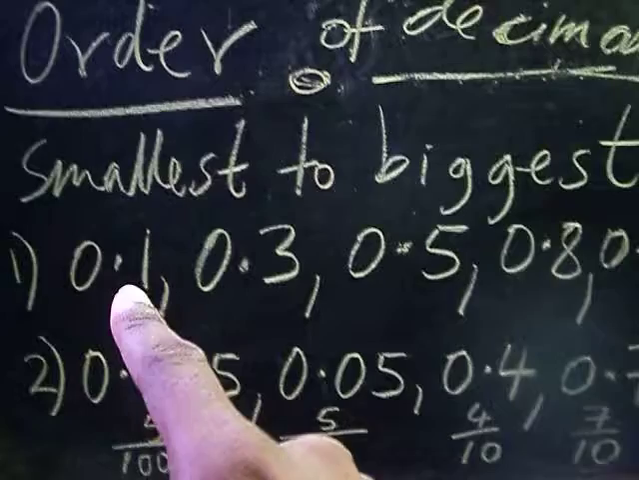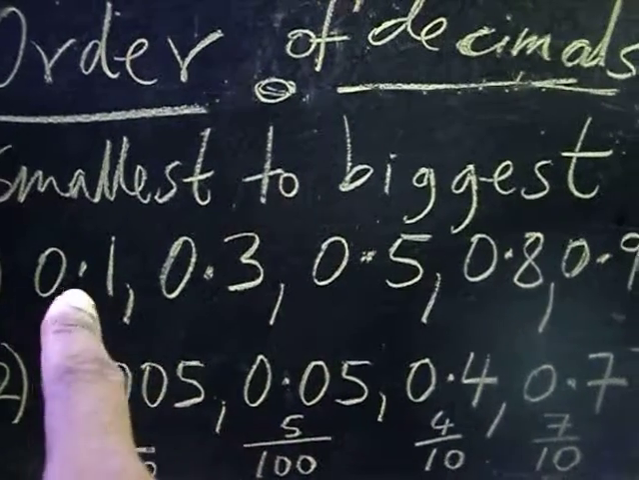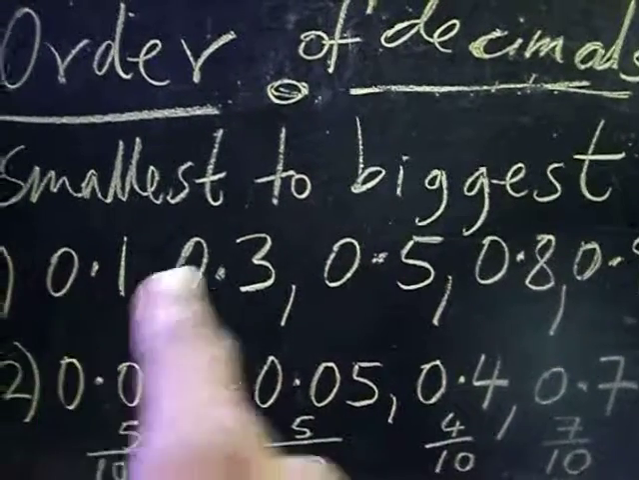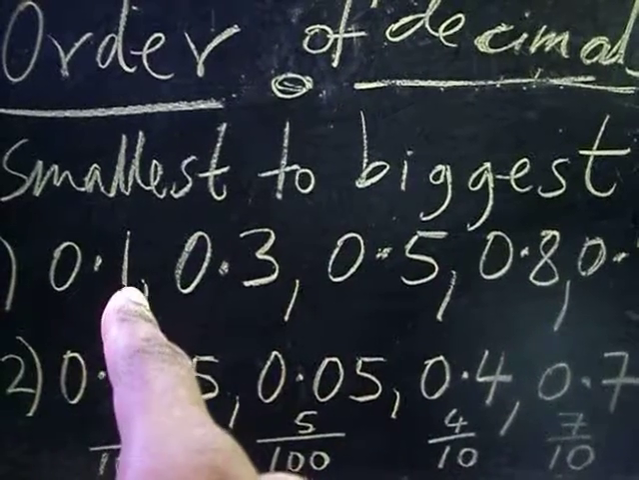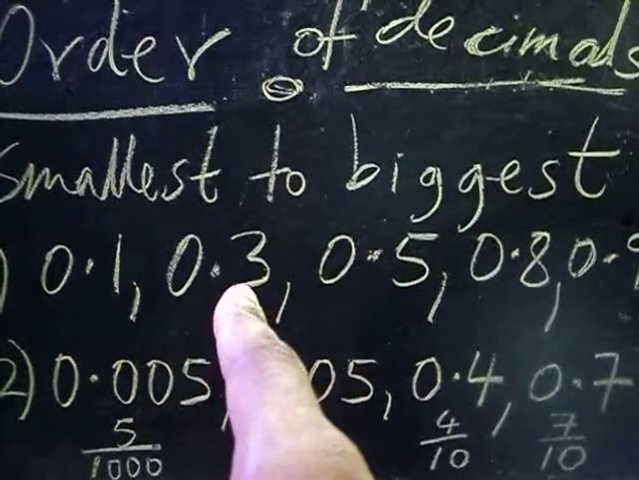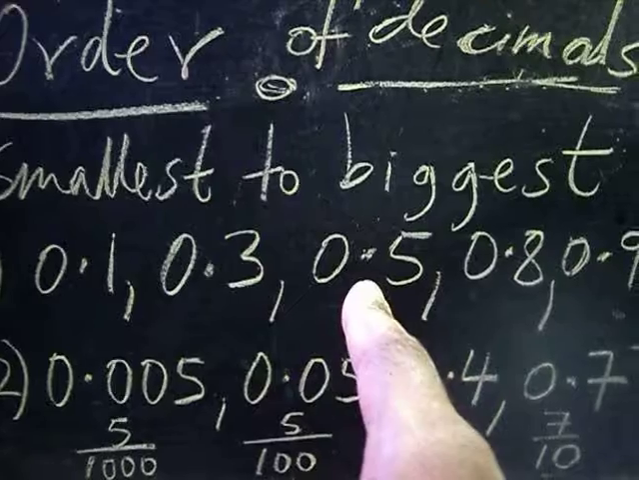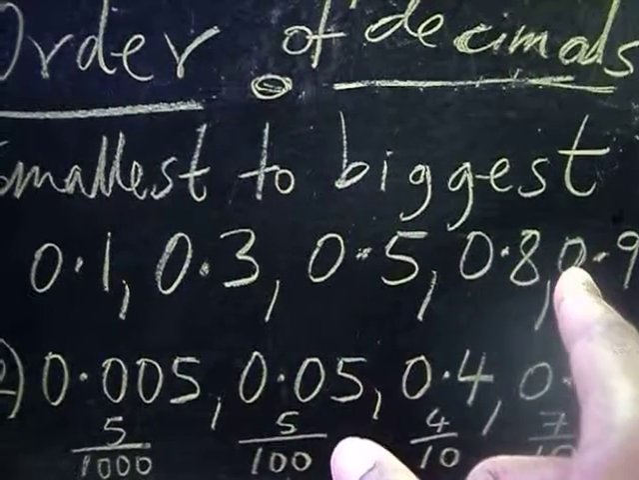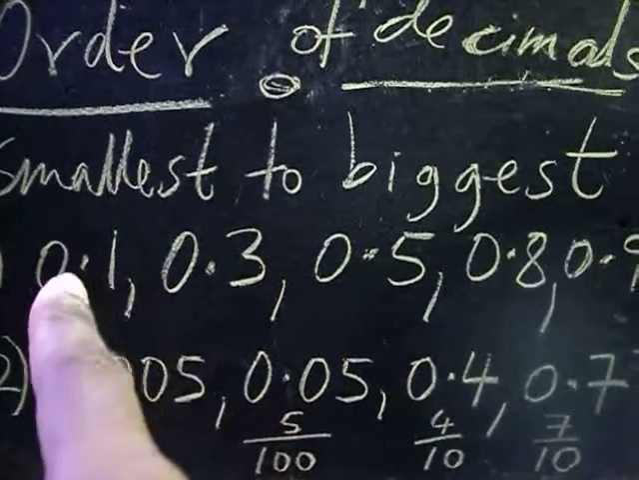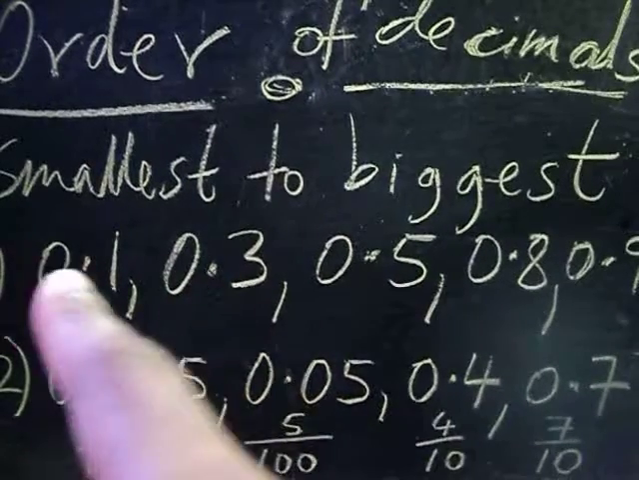Let's look. This is already arranged from smallest to biggest. 0.1 is smaller than 0.3, then 0.5, 0.8, 0.9. So it is small and gets bigger every time. Okay?